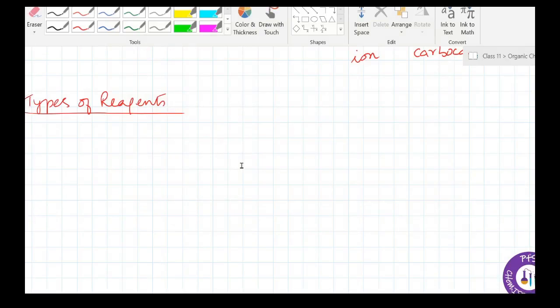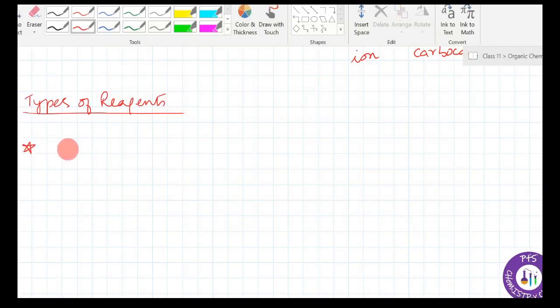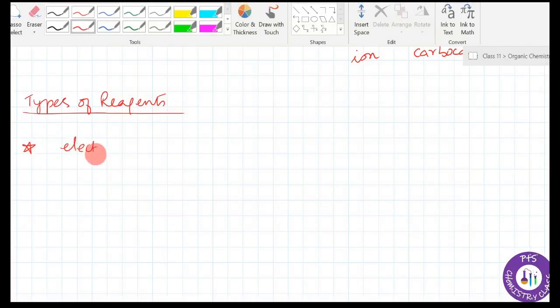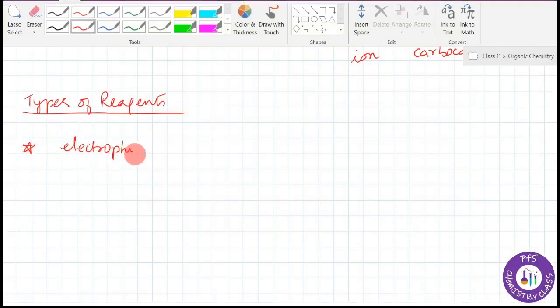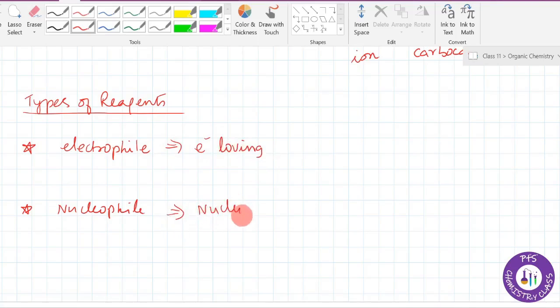Classified into two broad categories. One is called electrophiles, and another is called nucleophiles. Phile means loving. So electrophile is also called electron loving or electron attracting. This loves electron, and this is nucleus loving. We can call it nucleus loving.